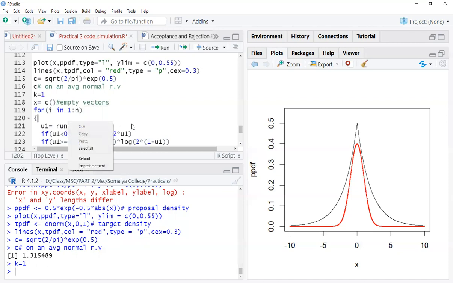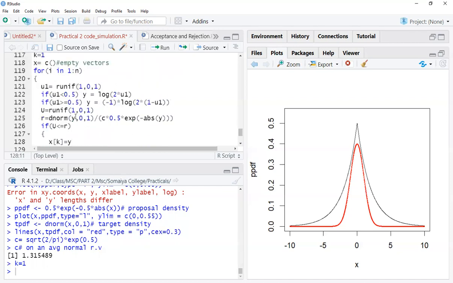And now we'll create a loop. If you just look at the graph, at the theory, we have two PDFs. One, if it is less than 0.5, then we have certain observations. If it is greater than 0.5, then we have certain observations generated from y. So we have to write both the functions, so we use if.